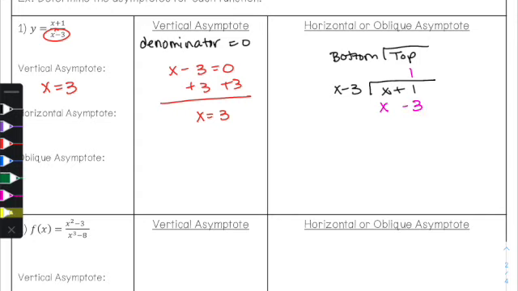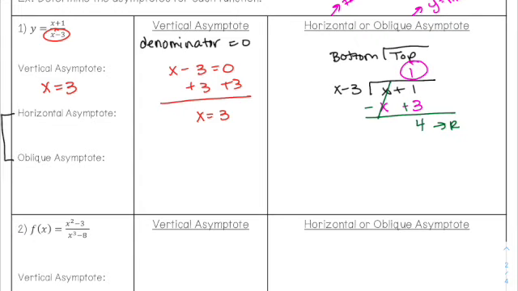So I'm going to subtract. X minus x is 0. Here I get 4. Now this is our remainder, so we can go ahead and ignore that. My numerator is 1. When you get just a number, then it's horizontal. If you get a variable, then you have an oblique asymptote. So here, because I have just a number, that means that my horizontal asymptote is y equals 1.